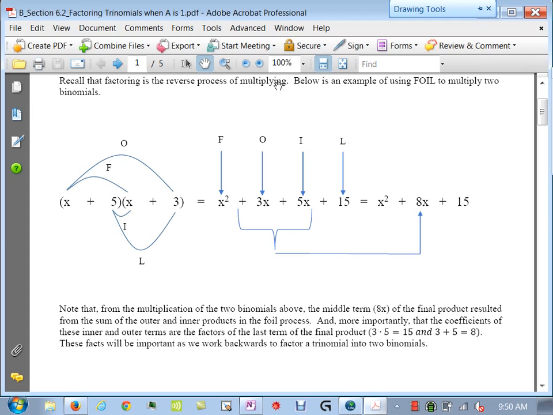This middle term will always come from these two being added together, but then the coefficients, the 3 and the 5, should always give you that. Okay.